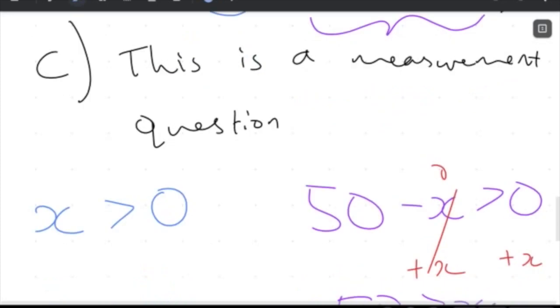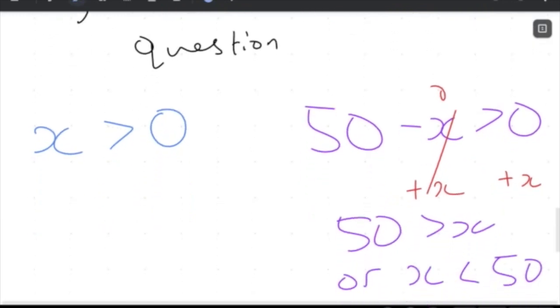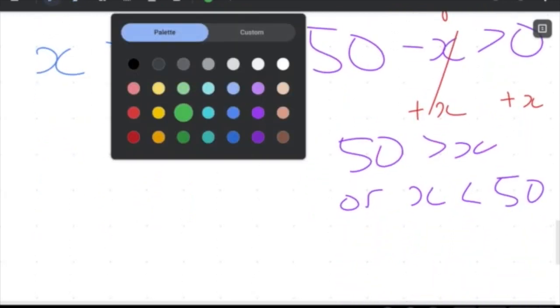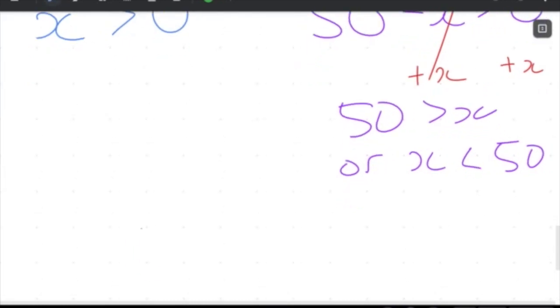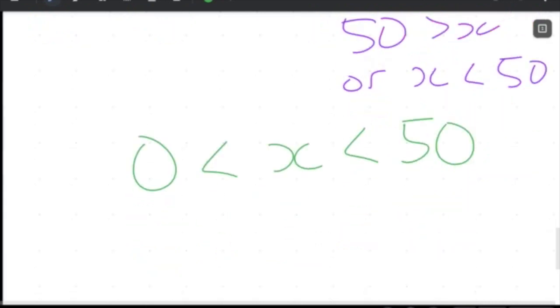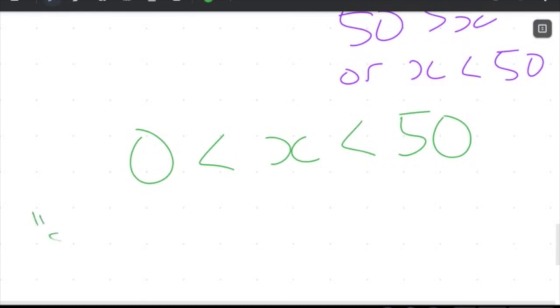So therefore, this is going to give me an inequality for the values that x can take. So x has to be greater than 0, and it has to be less than 50. This is what we mean by the suitable values of x.